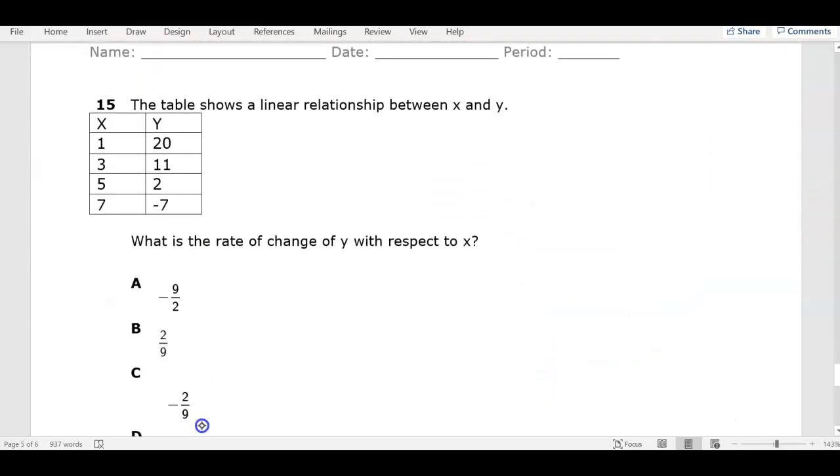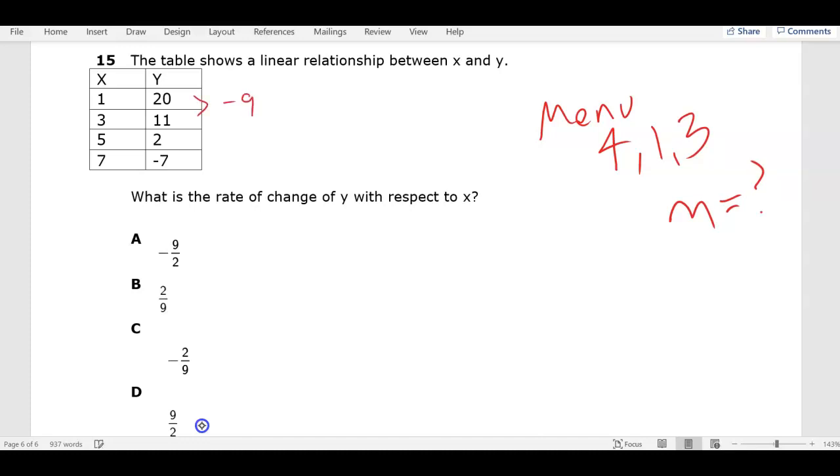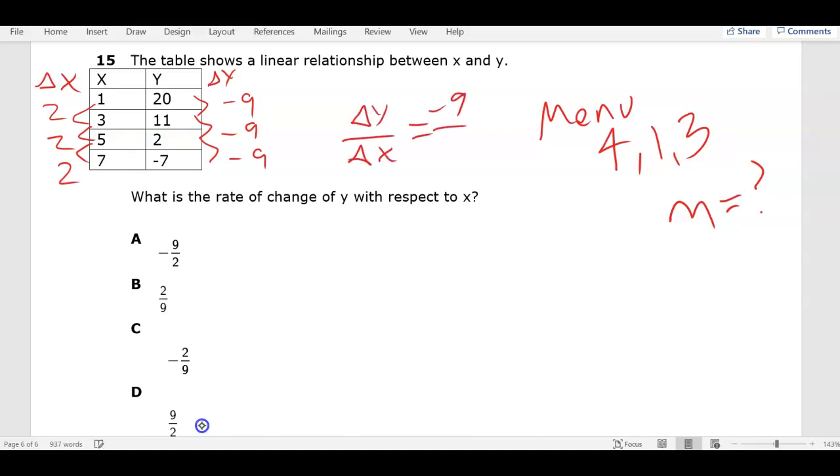All right, and then the table shows a linear relationship. What's the rate of change? Now again, you can do menu 413 and look at the m value, or we can do it this old-fashioned way. Minus 9, minus 9, minus 9, 2, 2, 2. That's the change in y, that's the change in x, so the change in y over the change in x is negative 9 over 2. Boom. Okay. Or you can do menu 413 and find out what m equals. That's another way to find it in the calculator.